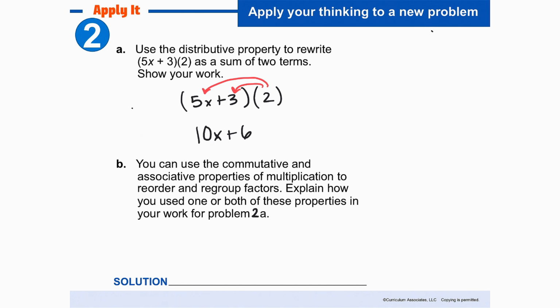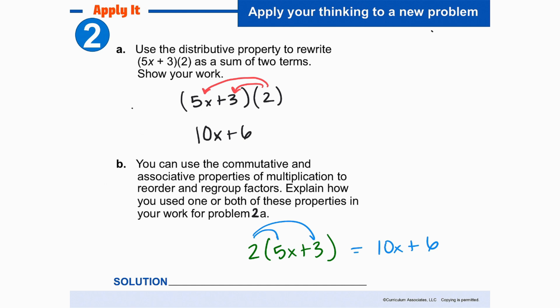Okay, we can use the commutative and associative properties of multiplication to reorder and regroup factors. Explain how you used one or both of these properties in your work. So I could have solved it this way and gotten the same thing. I could have rearranged my 2 and distributed it this way, and I still would have gotten 10x plus 6. That's the commutative property. So I am moving it around in different ways.